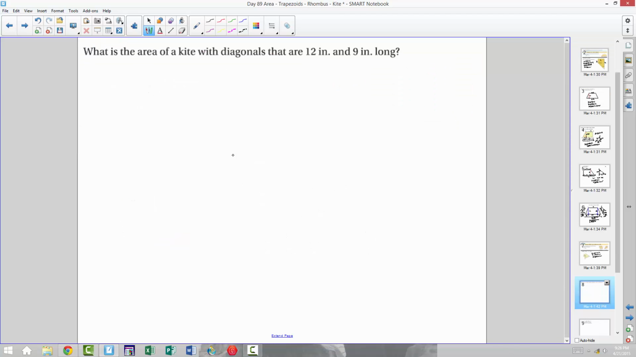Area of a kite with diagonals 12 and 9. So D1 is 12, diagonal 2 is 9, area is half of D1 times D2, so area is half of 12 times 9. So half times 12 times 9 is 54. So area is 54 inches squared.